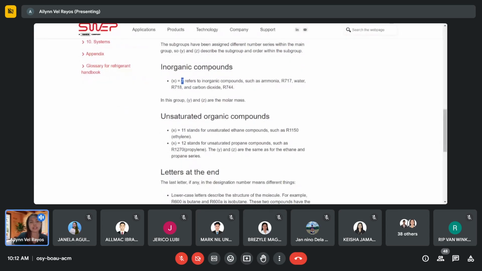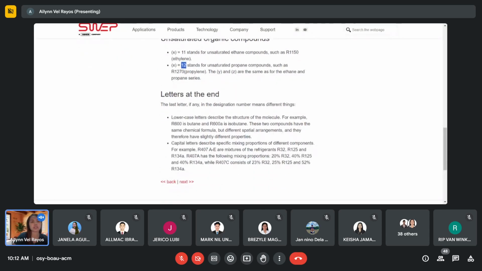For unsaturated organic compounds, we have 11 and 12 at the front, so we have R11 and R12. For the lowercase letters, used for isomers, lowercase letters describe the structure of the molecule. Capital letters describe the mixing proportion, so capital letters are used for mixture refrigerants, like in zeotropic and azeotropic. Is that clear? Any question?